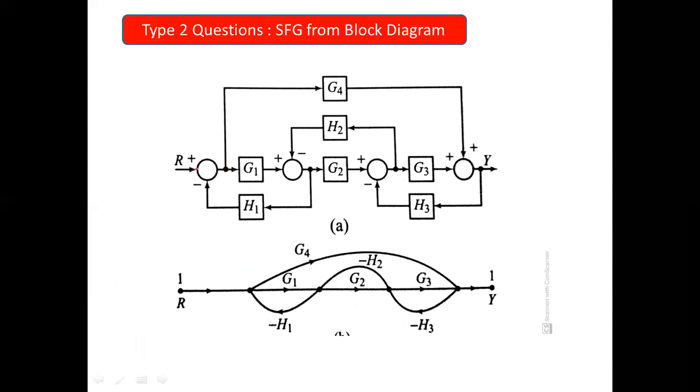Over here you just see there is a summing point. You understand, this is the summing point. Okay, and this is the takeoff point. Now this summing point and takeoff point are considered a single node. Okay, this summing point and takeoff point are considered a single node. This is the first point.